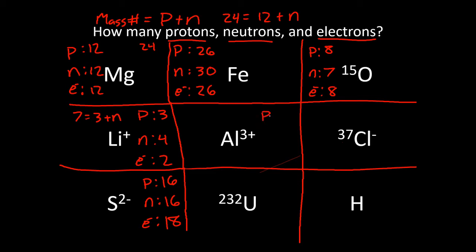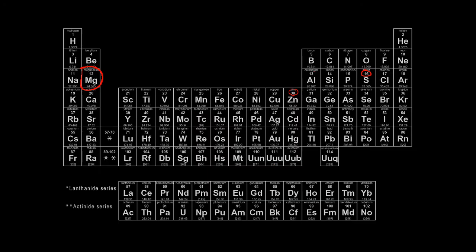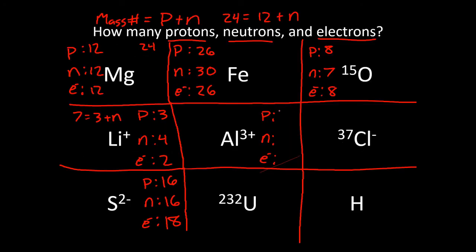Aluminum 3+. Aluminum is element number 13 on the periodic table, and it has a mass number of 27. So if we have 13 protons and 27 is the mass number, it must have 14 neutrons. And then we have 3+ as the charge. So that tells us that we have 3 more protons than electrons, which means we only have 10 electrons.